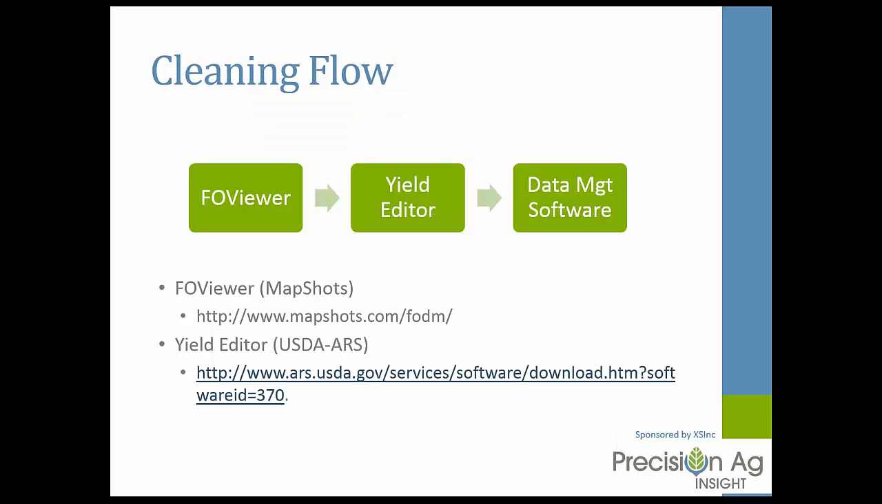So just to summarize, our typical cleaning flow at the end of the year, once we obtain the grower's data: FOV Viewer, which most of you are probably familiar with, is available from Mapshots for free download. We'll read those yield files with FOV Viewer into Yield Editor, and then into the data management software. So it does create an extra step. However, we don't see that it takes a significant amount of time to take that extra cleaning step. So we think it's definitely worthwhile.